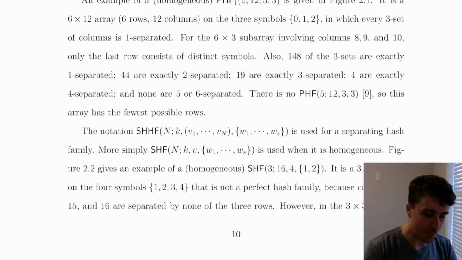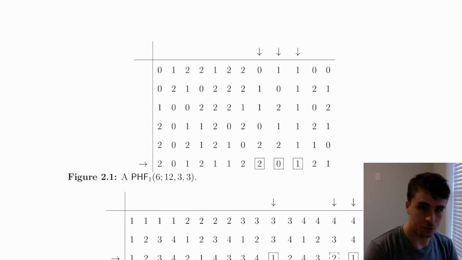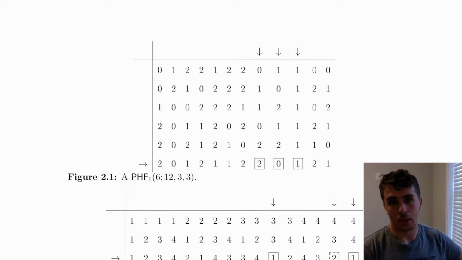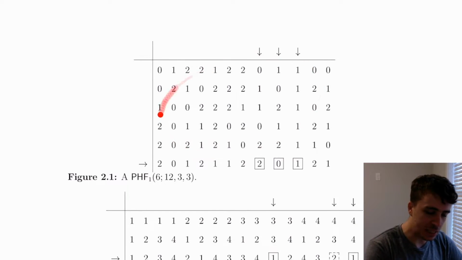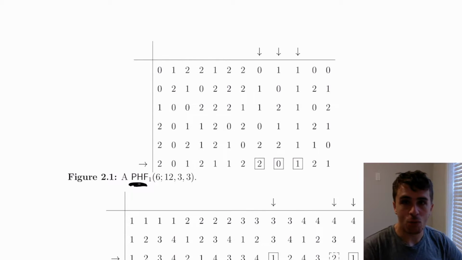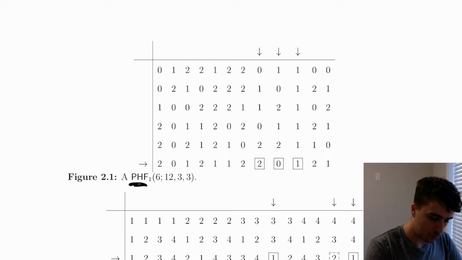I give a better definition here. What I always say is that the best definition of a math thing is a picture of an example of one. So this is what is called a perfect hash family, or PHF. So what is it? Again, we have something similar to a covering array, but I'll just introduce it this way.